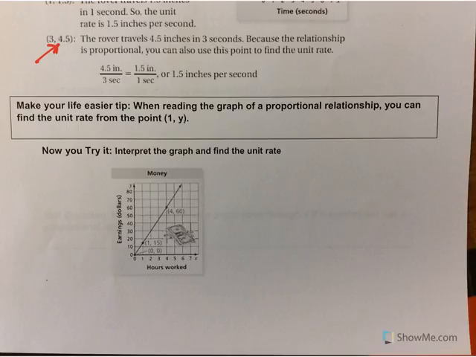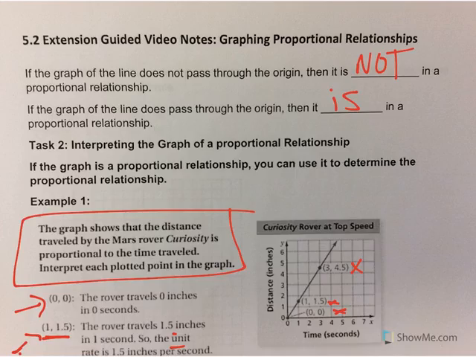Because the relationship is proportional, you can also use that point to find the unit rate. So the 4.5 inches over 3 seconds, we would divide them both by 3 to get the denominator to be 1, and we would still get the 1.5 inches per second. Again, that works because it's a proportional relationship. And we know it's a proportional relationship because in the graph it's a straight line and the line crosses through the origin. So every ordered pair will always simplify to 1.5 over 1, every single ordered pair. Of course, except for the 0, 0, but we need that 0, 0 to start.